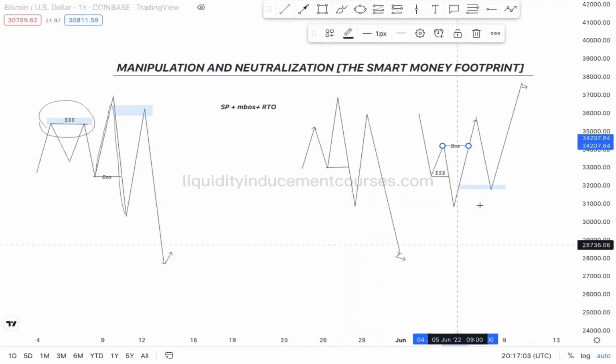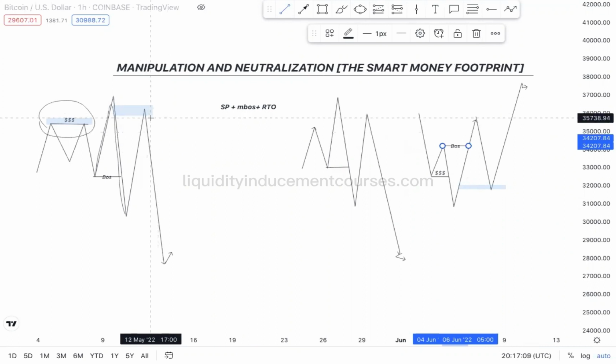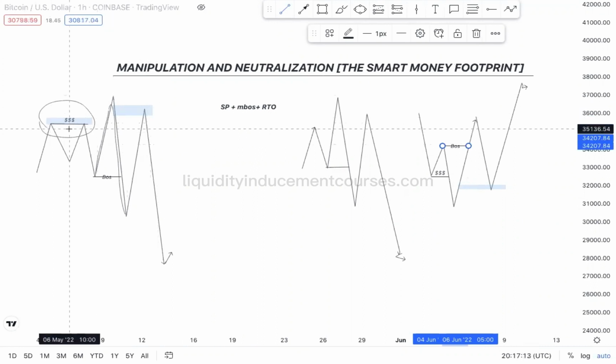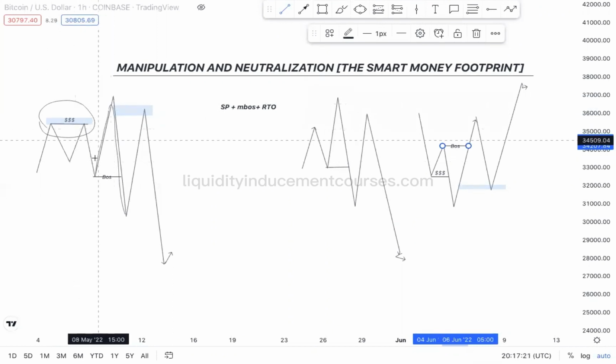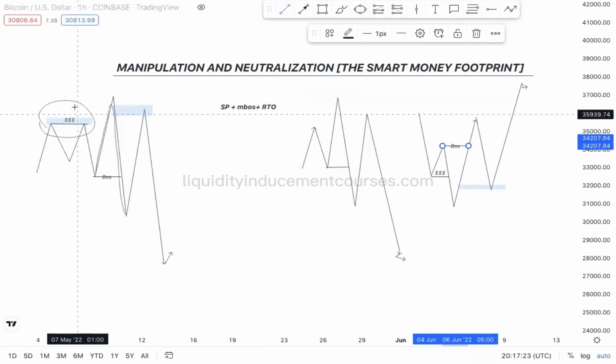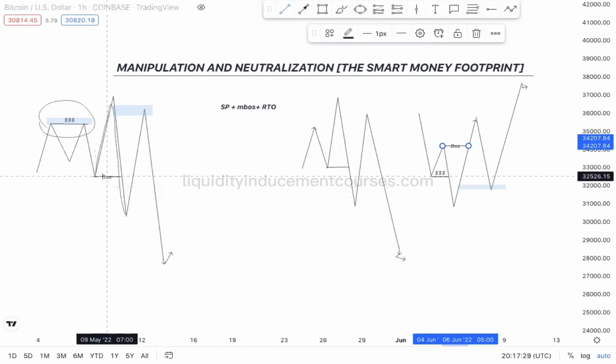Okay, so this is the buy model, while this is the sell model of the manipulation and neutralization. To manipulate simply means to create an inducement that makes sellers or buyers feel the need to begin to engage in price, while they go back and just tap into the liquidity that has been created by those orders around here, okay? And then we sell off, breaking structure or breaking minor structure or changing character.